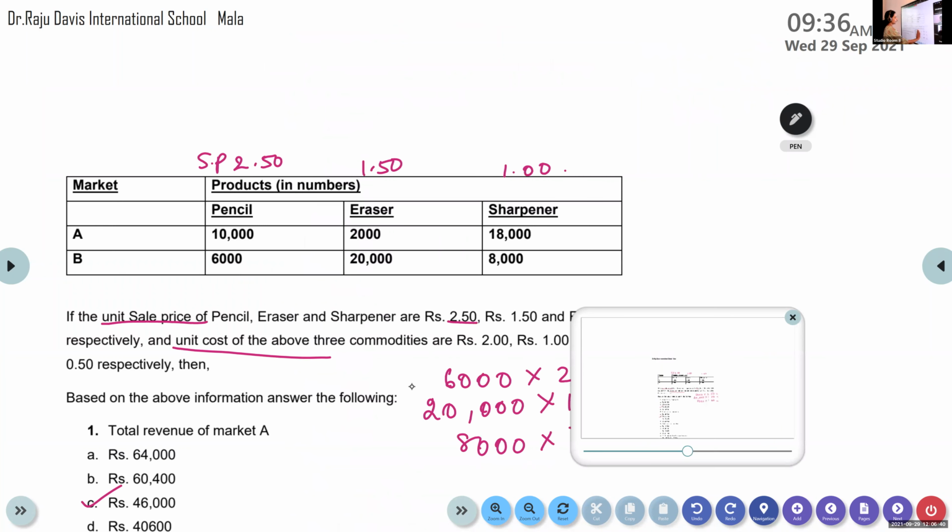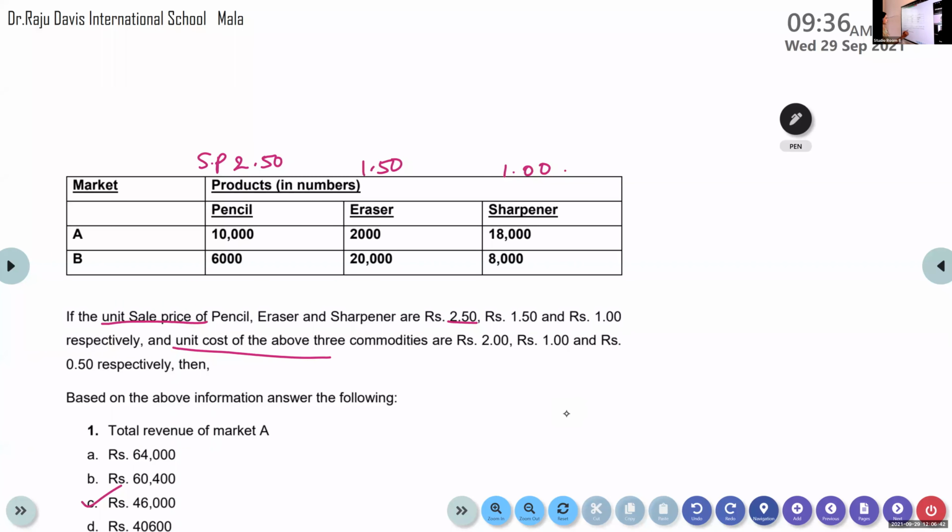Again take the same beginning table. Cost price is given, isn't it? You are given the cost price. Cost price is given as 2 rupees, 1 rupee and 50 paise. So for market A, 10,000 into 2.